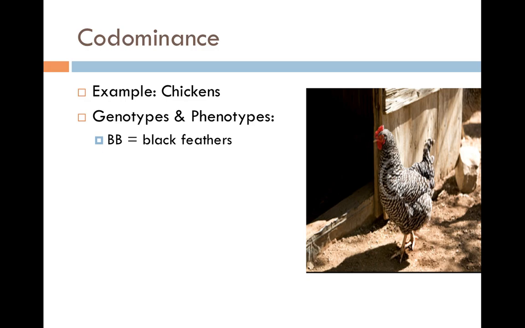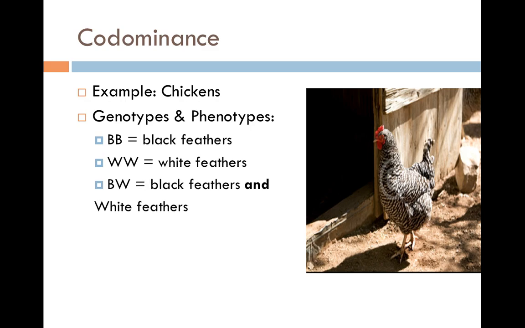If an erminette chicken inherited two copies of the black feather gene, then all of its feathers would be black. It would be a totally black chicken. On the other hand, if it inherited two white feather genes, then all of its feathers would be white. But if it inherits one of each, so one parent gives it the black feather gene and one parent gives it the white feather gene, that's when you get this chicken that we have pictured with both black and white feathers.